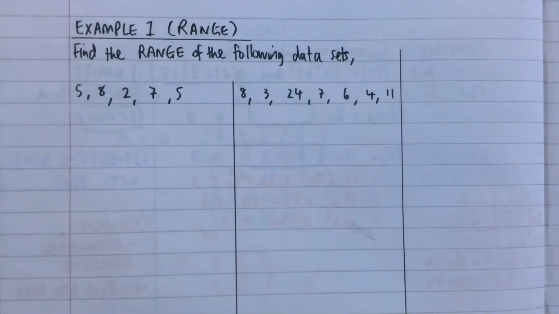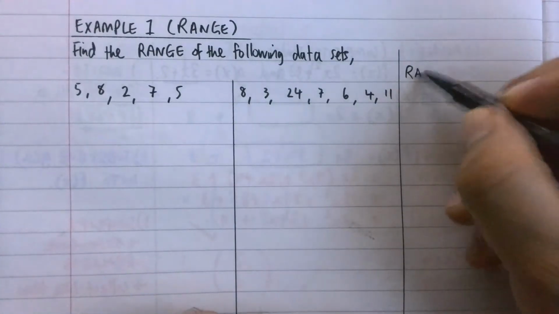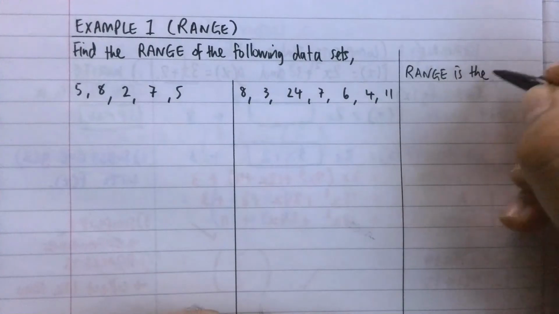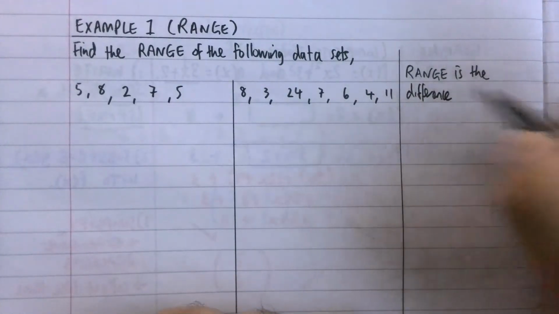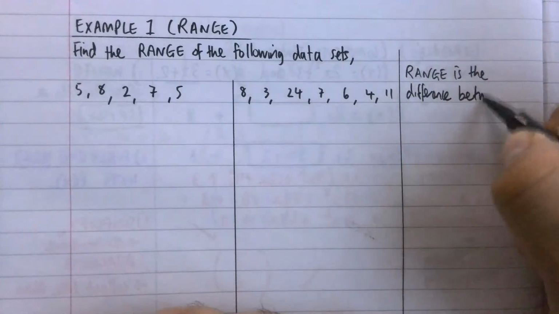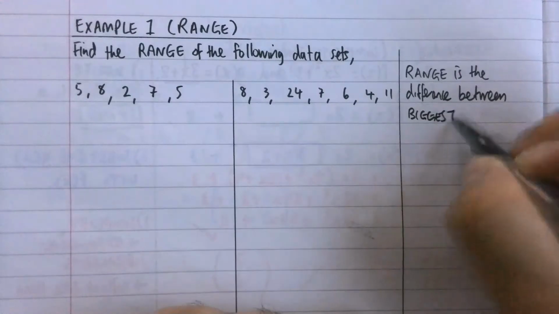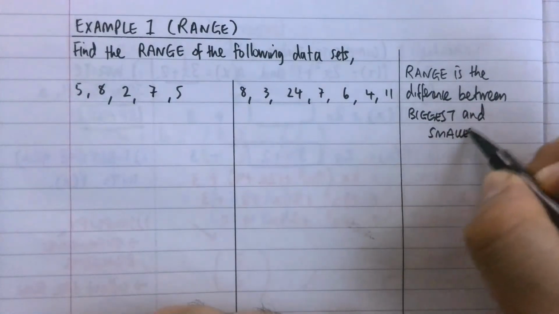We're going to work out the range of the following data sets. The range is quite simple. It is the difference between the smallest and biggest pieces of data, or the difference between the biggest and smaller pieces of data. Okay? Either way works fine. Whatever is easier for you to remember that. So range is the difference between the biggest and smallest.